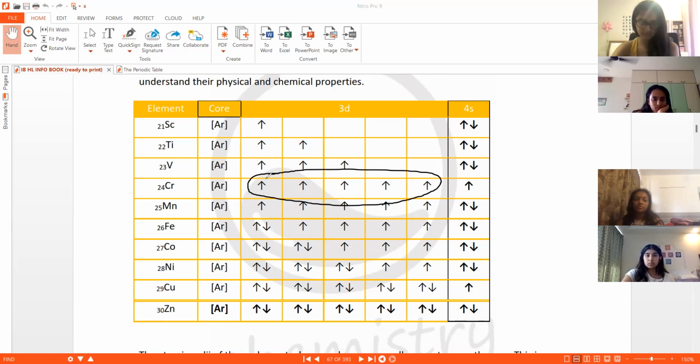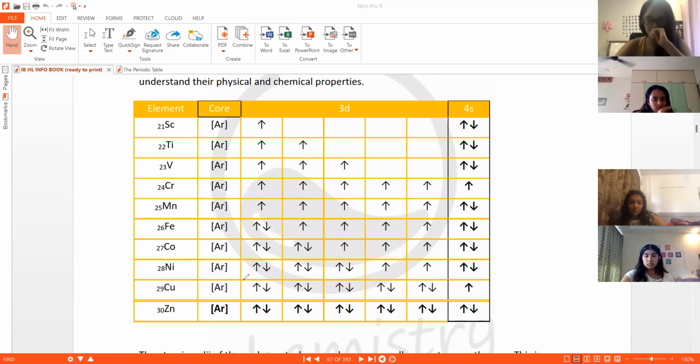Half-filled means in each of the 5 d orbitals there is 1 electron: 1, 1, 1, 1 and 1. Similarly, copper's d orbital is completely filled, which means 2, 2, 2, 2, 2 electrons. Because they have the 4s1 here and not 4s2 like the others.